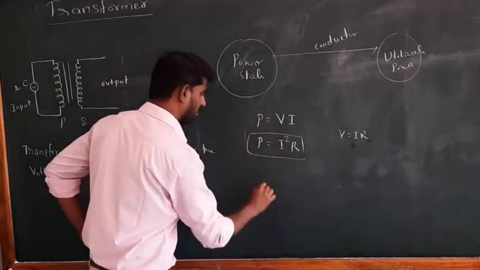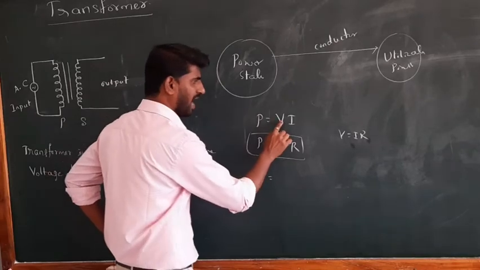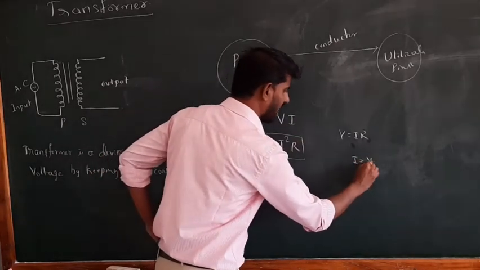Or for the same formula, substitute P is equal to, keep the V as it is, and instead of I you write V by R.